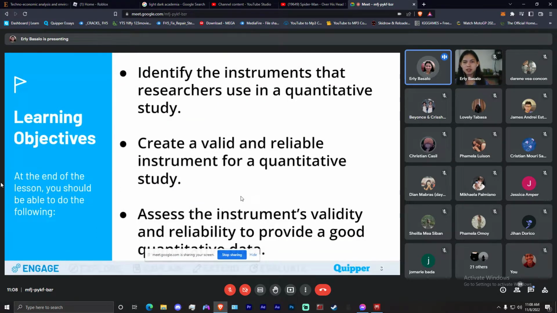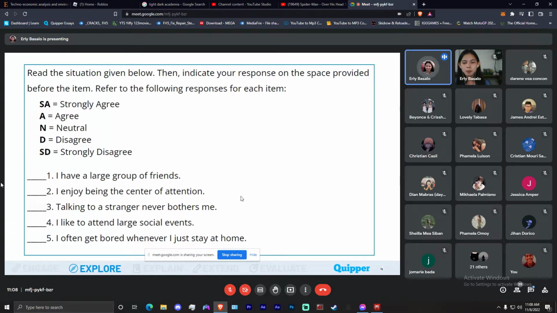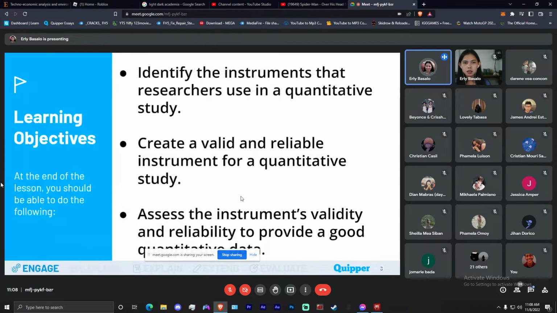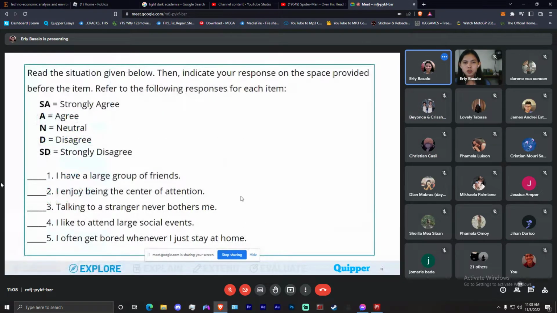So identify the instruments that the researcher used in a quantitative study, create valid and reliable instruments for a quantitative study, and assess the instrument's validity and reliability to provide good quantitative data. Here we have an example of a research questionnaire survey. Read the situation given below, then indicate your response on the space provided before the item. Refer to the following responses for each item.